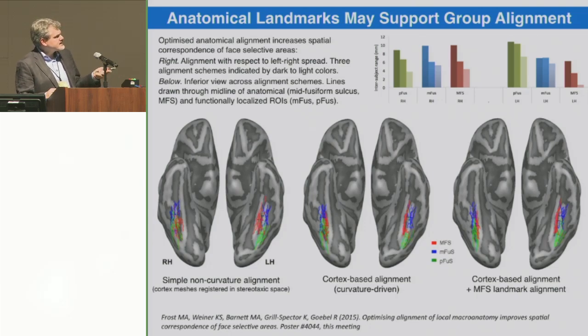And if you want to see the details of this, you can see the poster by Martin Frost at this meeting. And just to round this up, you see here in the 3 different colors how the normal alignment, just bringing it into the same cortical space, then using curvature-driven alignment, and finally using the MFS, improves the correspondence across subjects. The lower the values there, the better the correspondence across subjects.